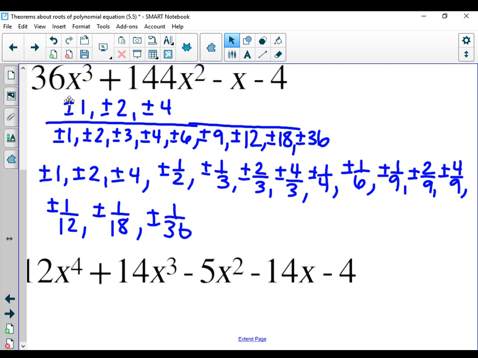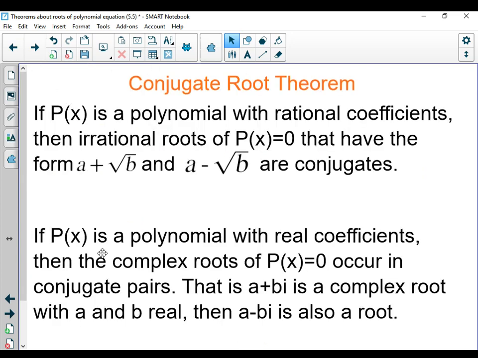All right, let's look at the next one. We have already talked about the bottom part. We've already talked about how if you have A plus BI, you also have A minus BI. What we have not talked about is A plus the square root of B. You also have to have A minus the square root of B. Okay, so the conjugate root theorem says if you have both a square root or an imaginary number, you have to have the conjugate with it as well.